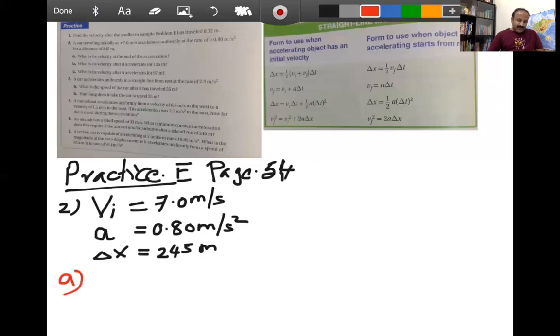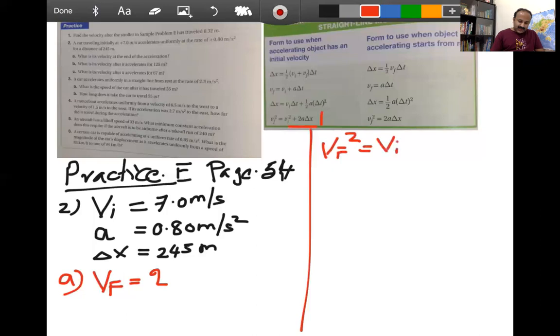In part A, they're asking what is the velocity at the end of the acceleration. So you're looking for VF in part A. You may now look at which equation you have to use. VI is given, A is given, delta x is given, and you're looking for VF. If you look at the equation set, you can see the last equation, VF squared is equal to VI squared plus 2A delta x. This equation you can use. So the equation I'm going to use is VF squared is equal to VI squared plus 2A delta x.